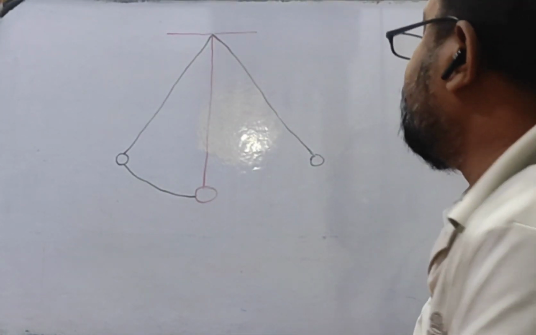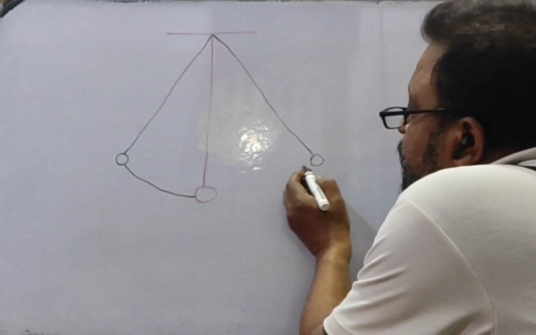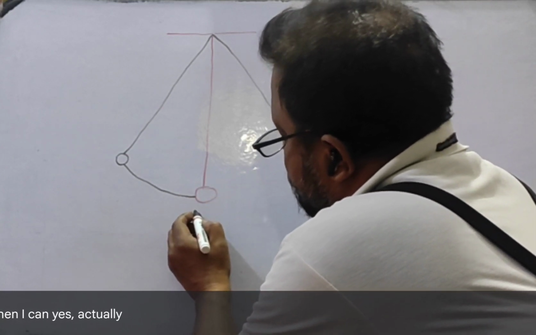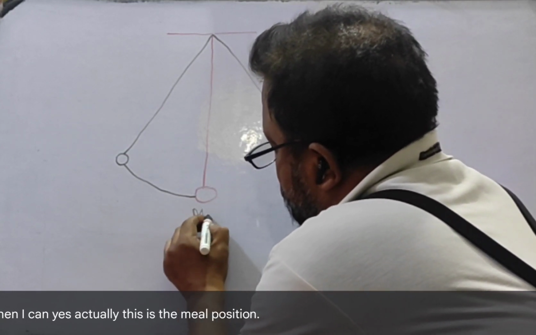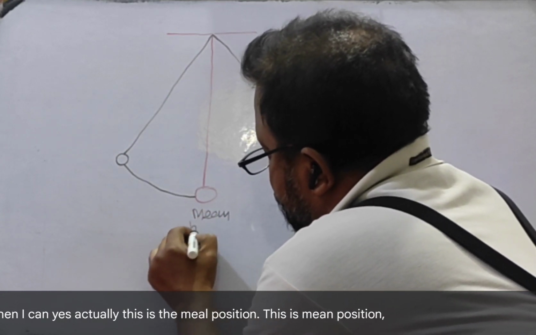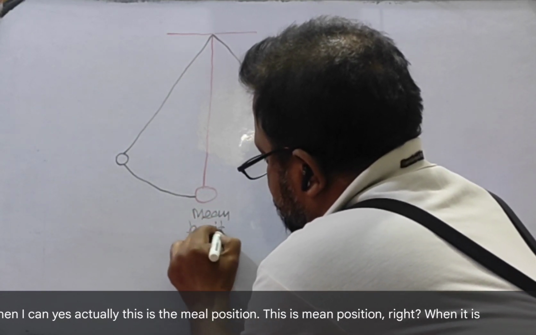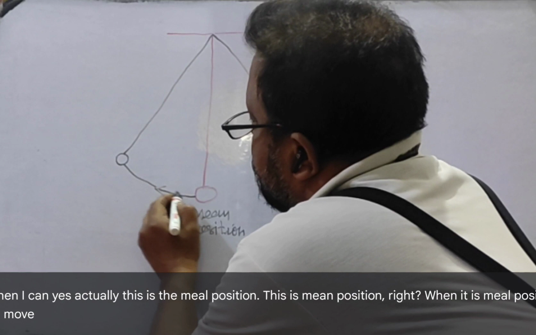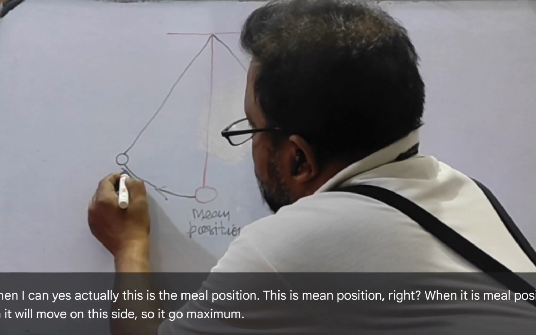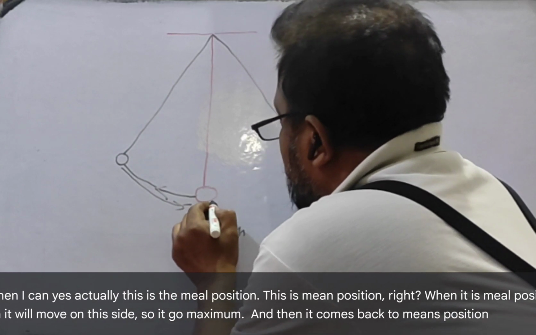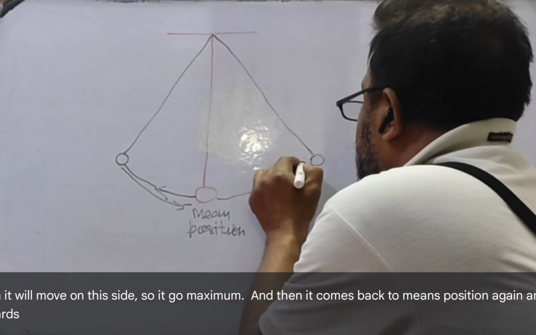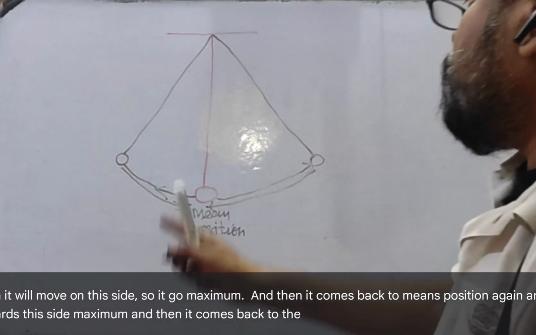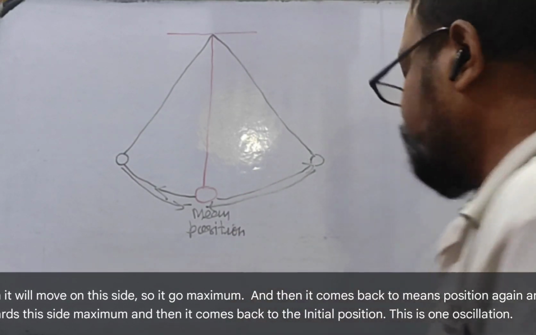चलो छोड़ो. तो मेरा कहना ये था कि जब आप इसको डिस्प्लेस करते हो तो एक्चुअली होता क्या है? This is the mean position, fine. When it is at the mean position and moves on this side, it goes to the maximum, and then it comes back to the mean position again, and then it goes towards this side maximum, and then it comes back to the initial position. This is one oscillation, right?